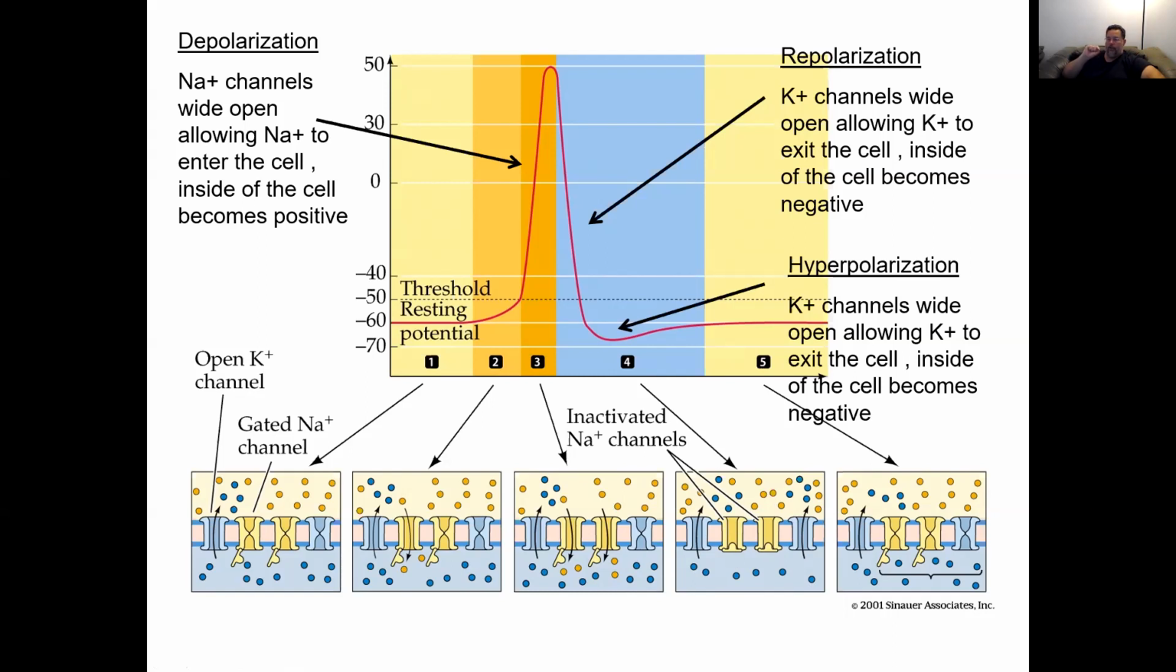And in fact, so much of the potassium is leaving that the inside actually becomes more negative. And we call that hyperpolarization. That actually dips below the resting membrane potential. So here's our resting membrane potential around negative 60 millivolts, and we'll actually dip down to around negative 70 almost in this particular example. After that, the potassium channels close.